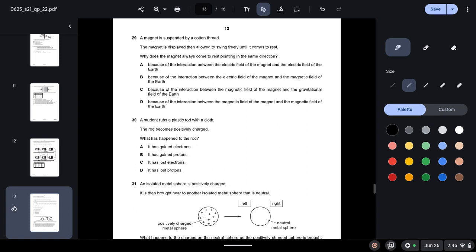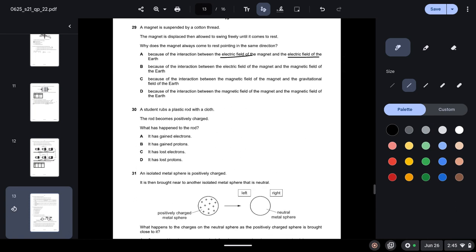Because of the interaction between the electric field of the magnet and the electric field of the earth. Well, a magnet has nothing to do with the electric fields. Because of the interaction between the electric field and the magnetic field, this is also incorrect. Because of the interaction between the magnetic field of the magnet and the gravitational field of the earth, this is also incorrect. Gravitational field has nothing to do with the position of a magnet.